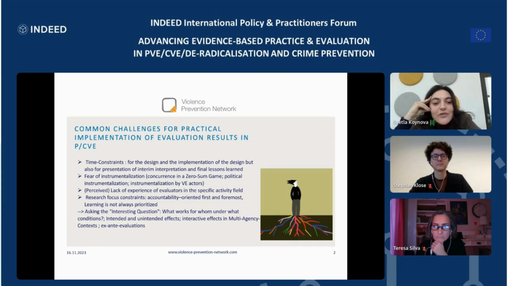The interesting question is never, is this working? It's always what works for whom under what conditions. In order to gather data, first of all, and then analyze intended and unintended effects in order to look at interactive effects between different actors in the field of de-radicalization and PCV, you need also a long observation period, and you need qualitative data. You need data of really good quality. So again, the time constraint kicks in. Now, these are lots of problems, obviously.